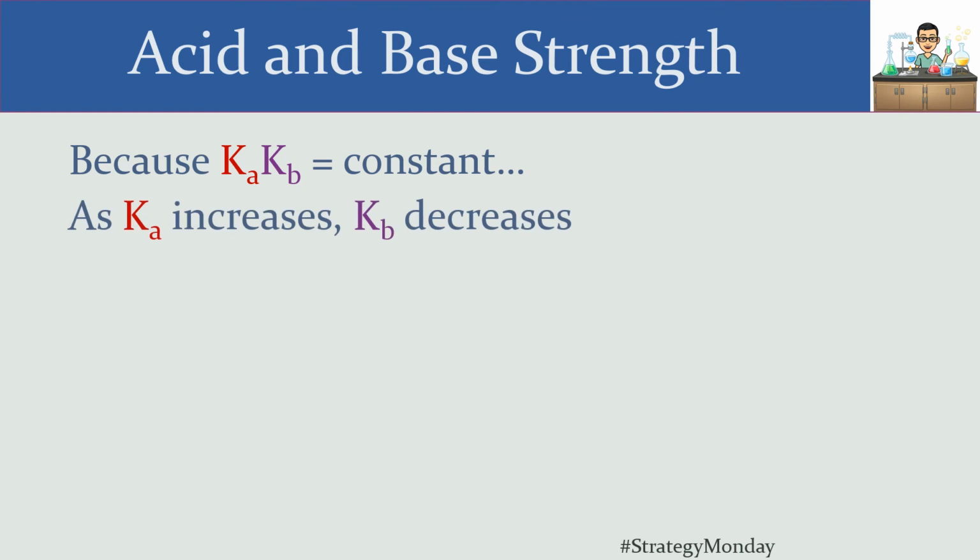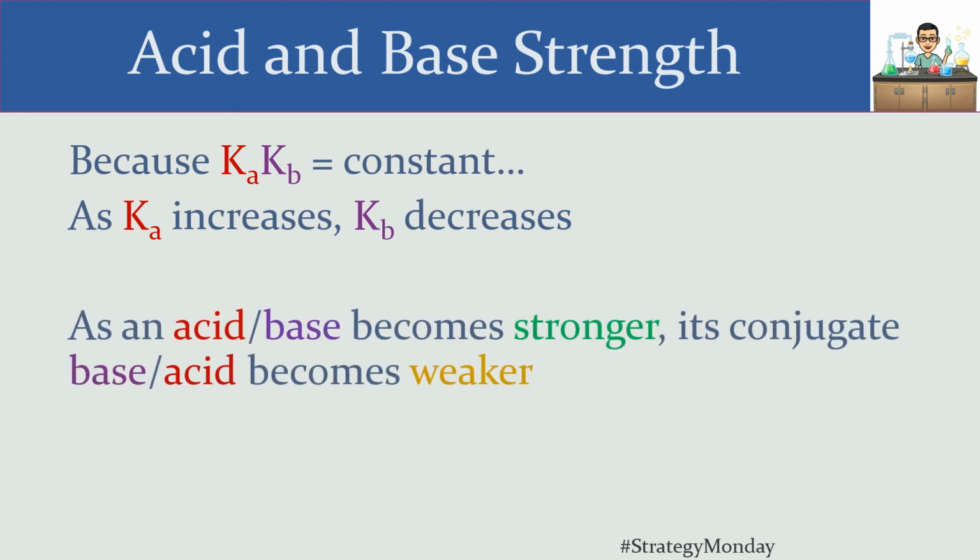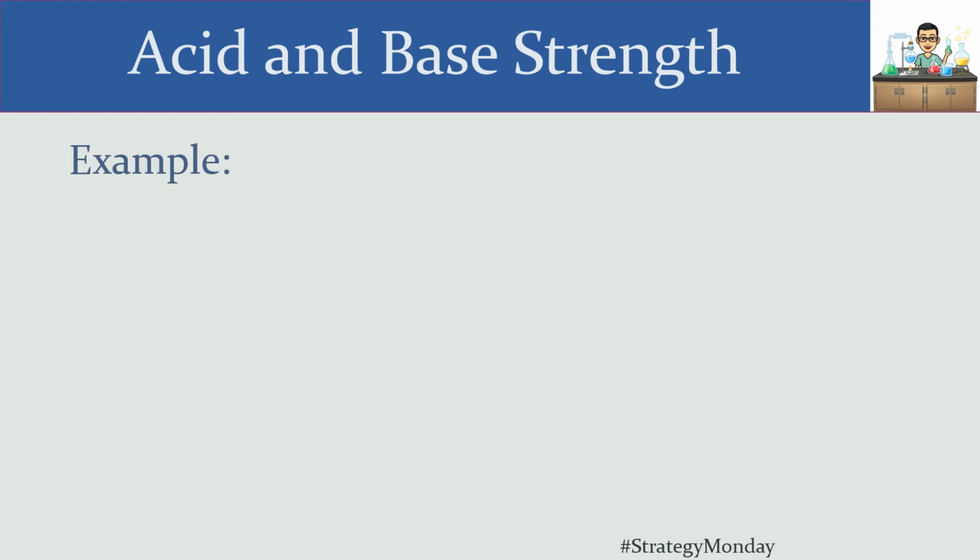That means that those two numbers have an inverse relationship. As one goes up, the other one has to go down. So as an acid or a base becomes stronger, its conjugate base or acid becomes weaker. So there's that inverse strength relationship going.